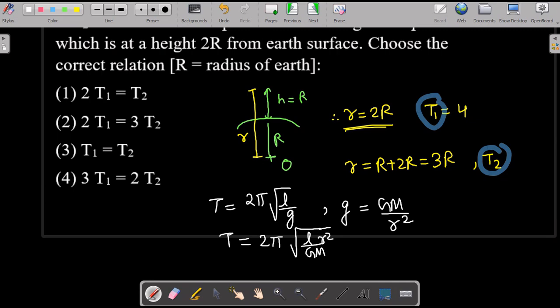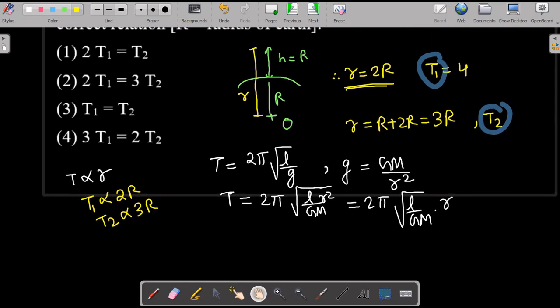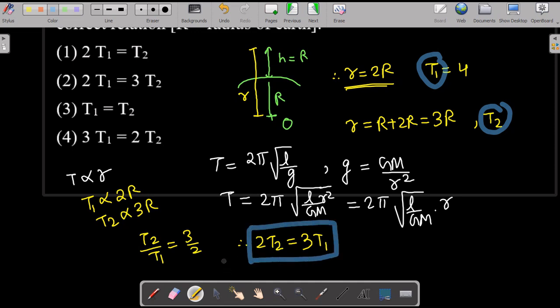So from here you can see that R comes out. So the time period is proportional to R, isn't it? Initially time period T1 is proportional to 2R, and finally time period is proportional to 3R. So directly you can divide it. T2 by T1 is 3 by 2 you'll get. Right? So 2T2 is equal to 3T1. This is the final relationship, 2T2 equals 3T1. So option number 4 here.